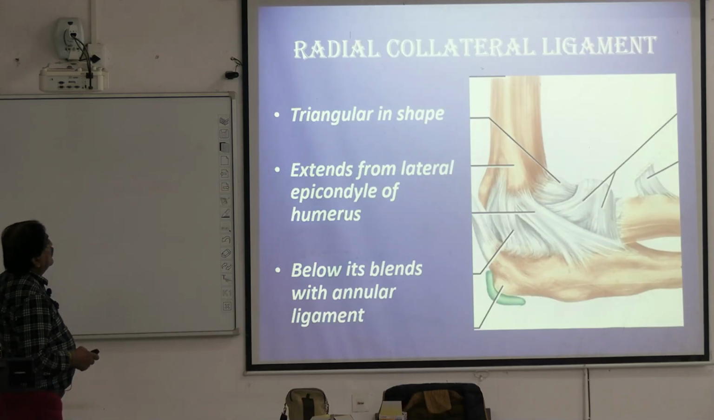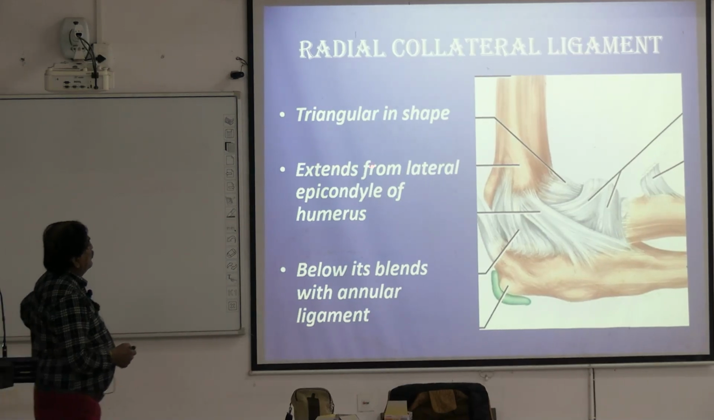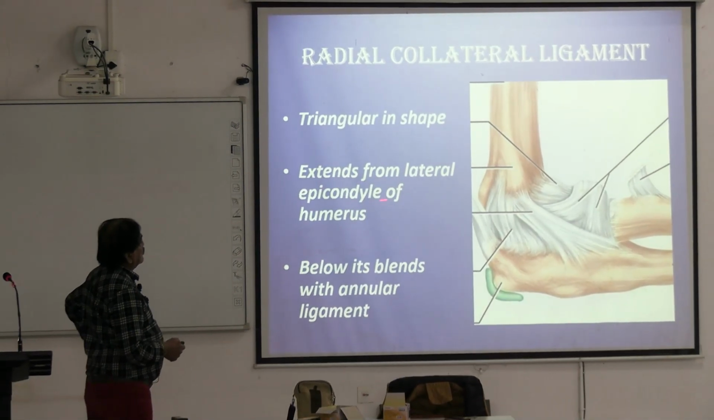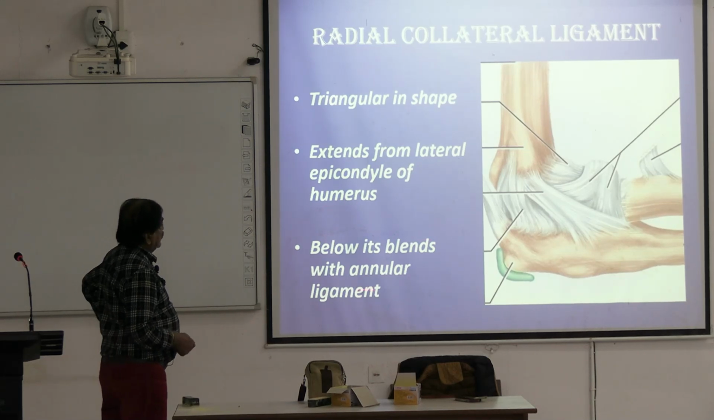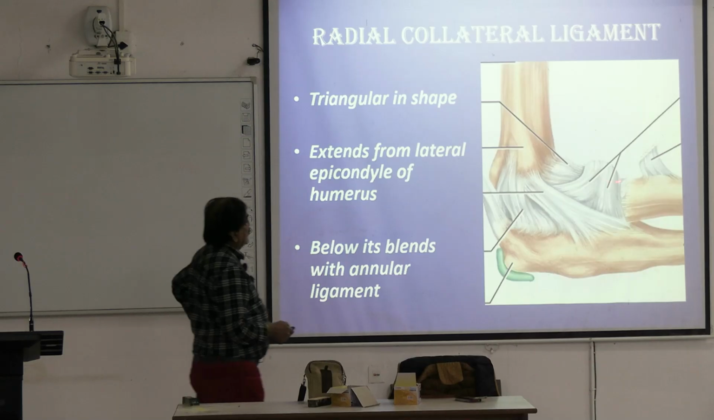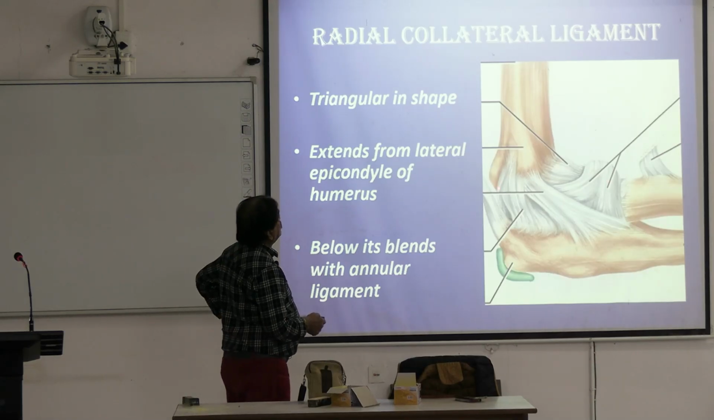Now, this is the radial collateral ligament, triangular in shape, extending from the lateral epicondyle of the humerus. Below, it blends with the annular ligament. Here is the annular ligament, and you see the radial collateral ligament.